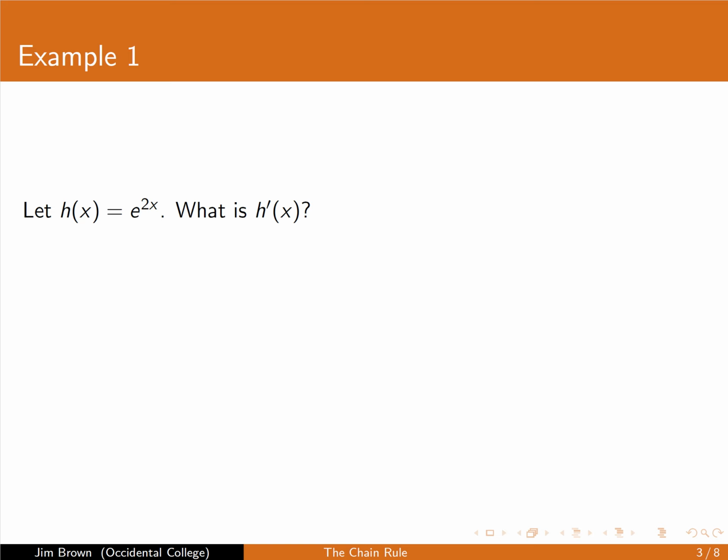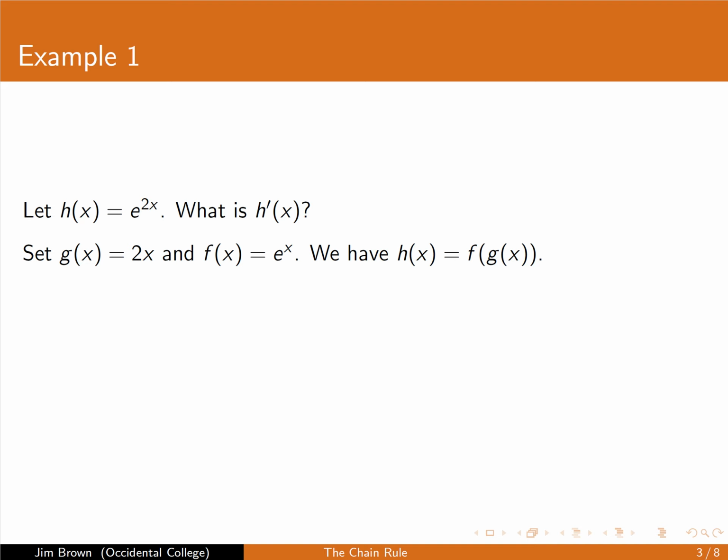So what is the derivative of e raised to the 2x? We know how to take the derivative of e to the x, but when we put that 2 in there, it's a little bit different. In this case, our inside function is 2x, and our outside function is e to the x. Notice if I plug g of x into f of x, f of g of x is going to be e raised to the g of x, which is e to the 2x, which is exactly h of x. So we do have h of x is the composition of these functions.